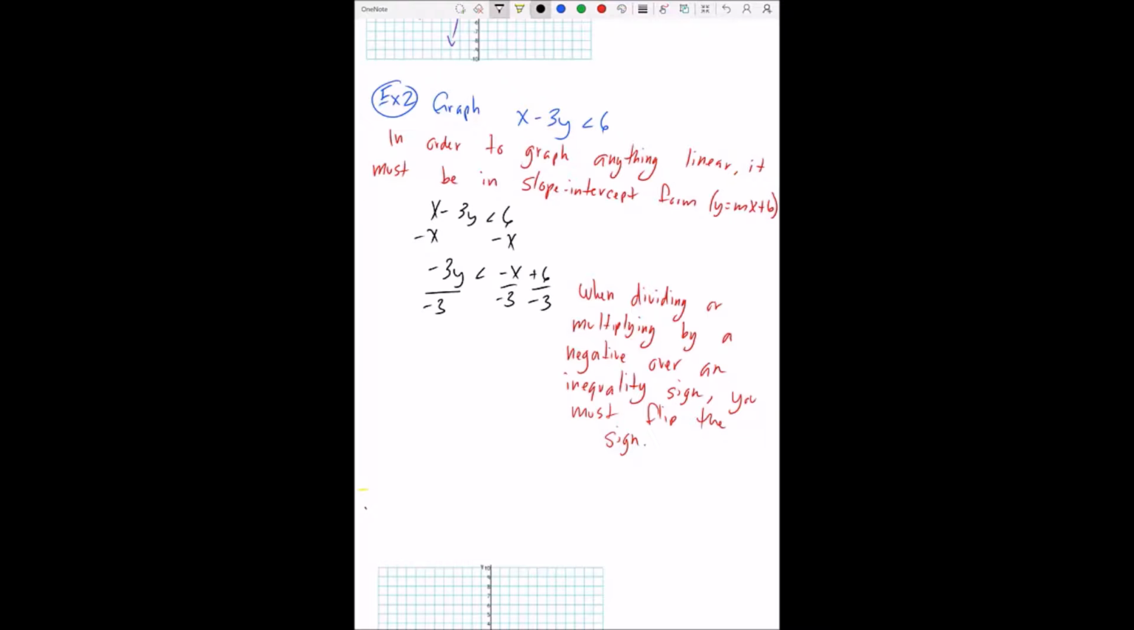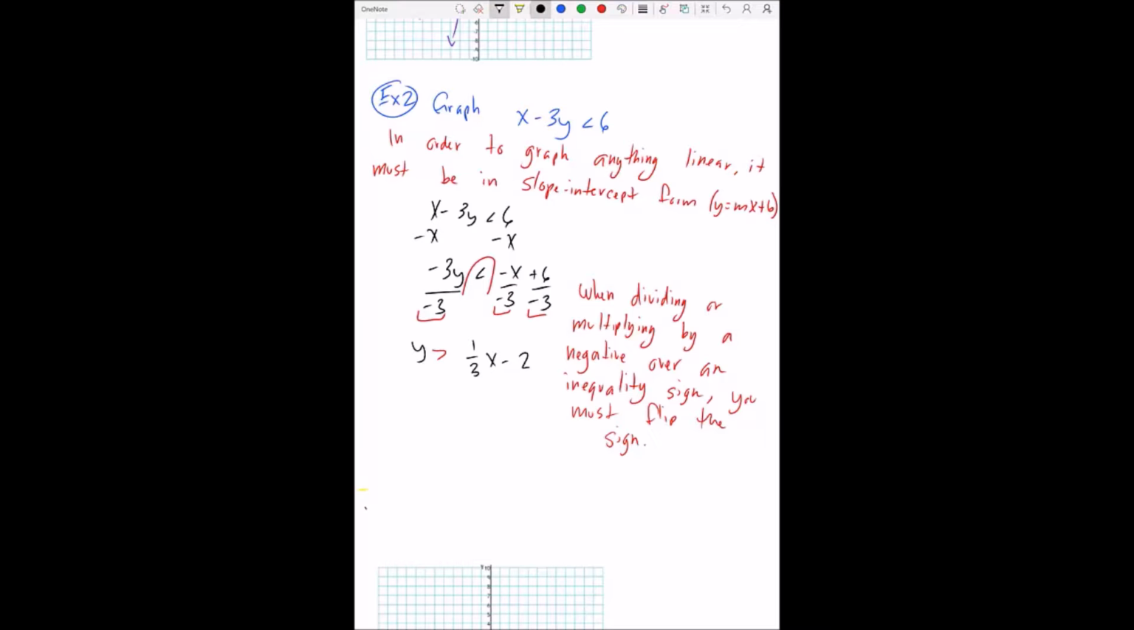And that's where this little stipulation comes in. When dividing or multiplying by a negative over an inequality sign, you must flip the sign. You see how right here we divided by a negative 3 and it went over the inequality sign. We need to flip the sign. So we'll have y is now greater than 1/3 x minus 2. So just flip the sign if you divide by a negative.